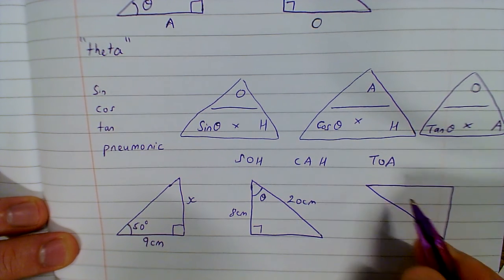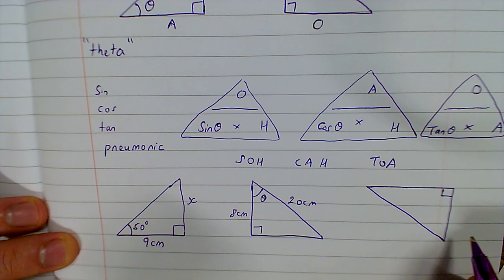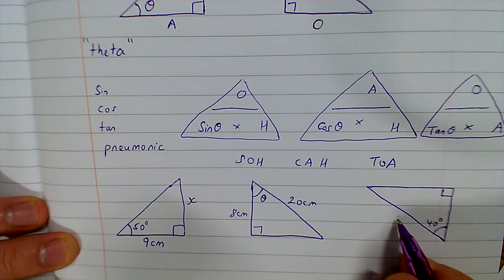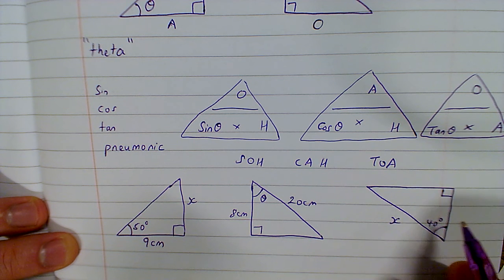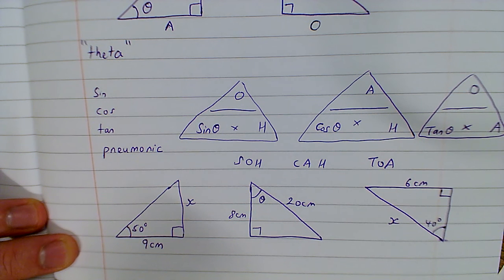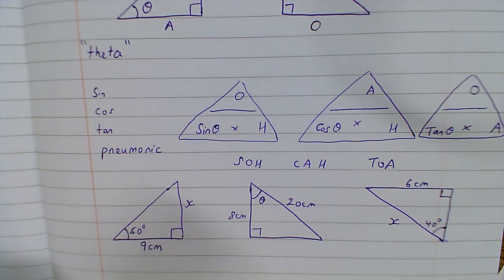And finally, another right angle triangle, an angle marked 40 degrees, X and 6 centimeters. Pause the video and try and write down whether you think we would be using sin, cos or tan for each triangle. Okay, let's see if you were right or not.